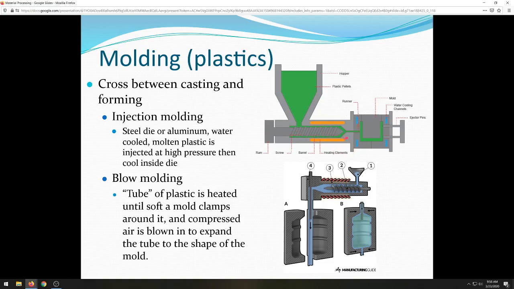And then there's a valve in here, it's not really highlighted in this image. There's a one-way valve in here, and then the ram pushes forward and injects the plastic under very high pressure, and it fills the mold. So it goes in through the runner and the sprue, and it hooks up here. We have the water cooling channels that we talked about even in the die casting.